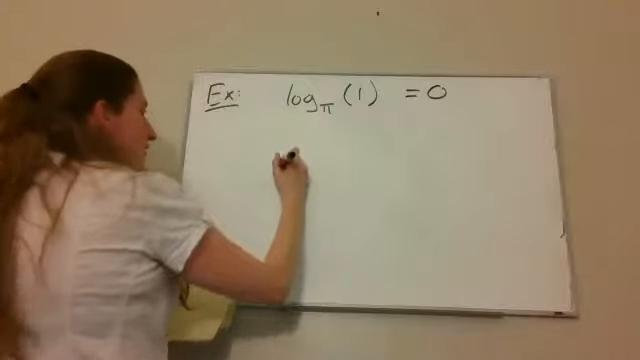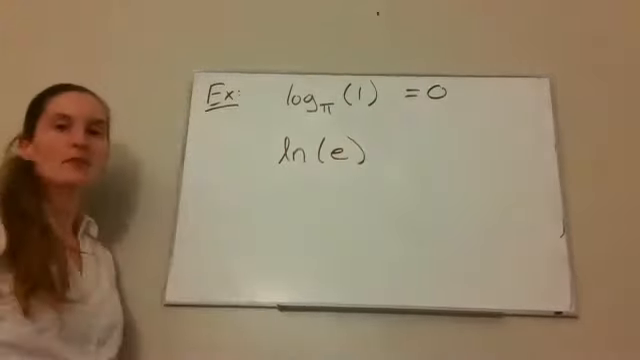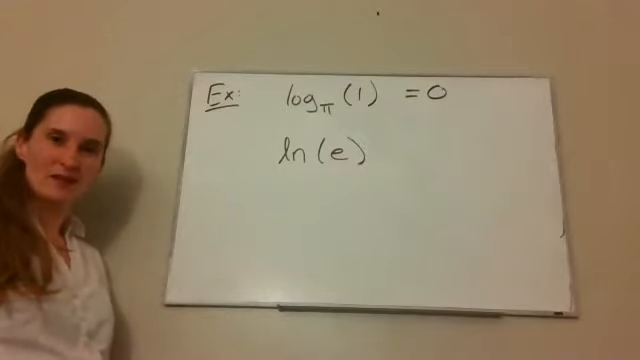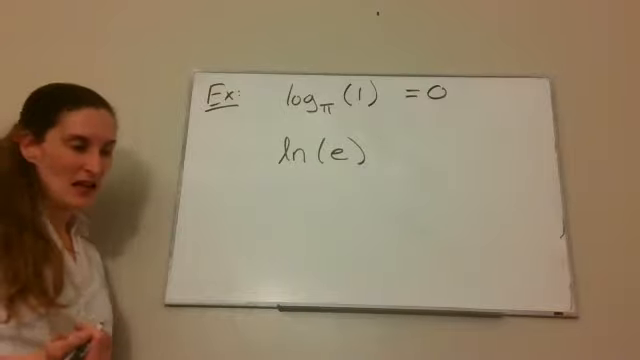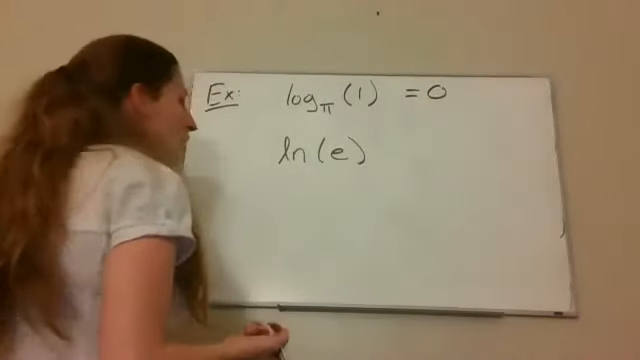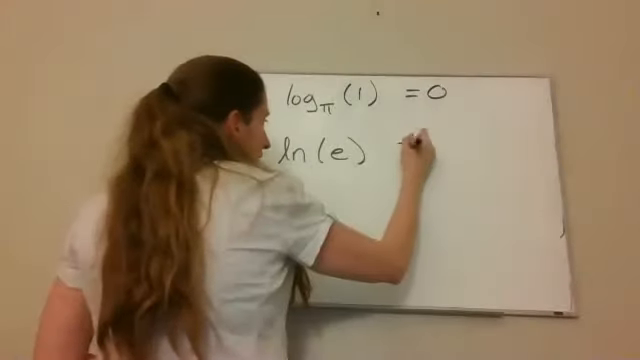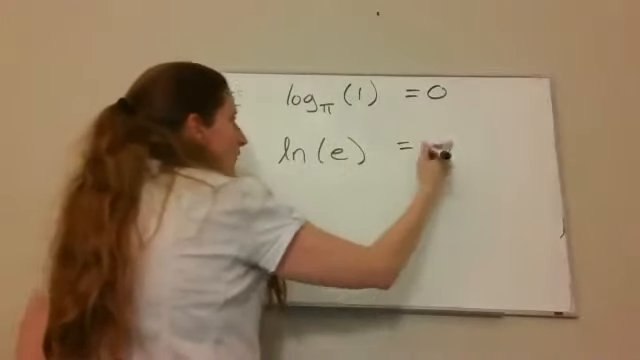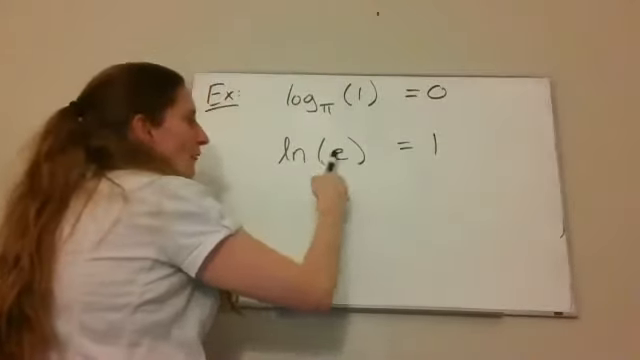Okay, how about natural log of e? Well, what's the base of a natural log? The base of a natural log is e. And our second property says log base b of b is 1. So this is log base e of e. That's also 1, because e to the first power equals e.